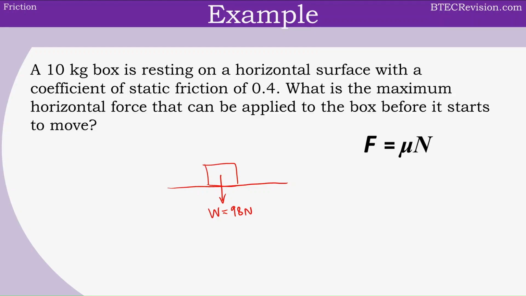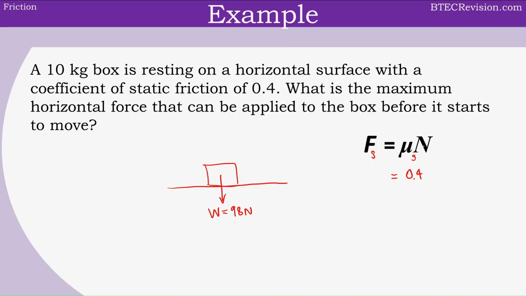What's the maximum horizontal force that can be applied to the box before it starts to move? So we're going to use this equation, and since it's not moving, we're going to apply the force due to static friction, and the coefficient of friction is the static coefficient of friction, and we can plug in our values. Okay, so we've got mu s, which is 0.4.